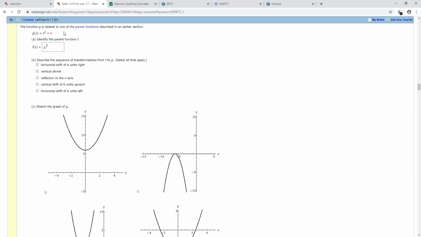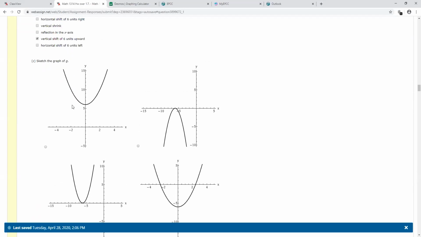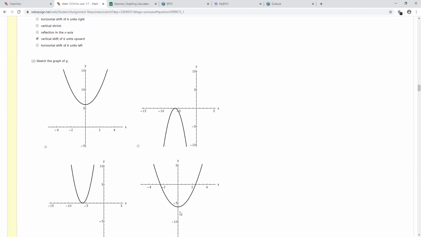If there's an addition or subtraction, it's a translation, and it's either horizontal or vertical. In this case, it's addition, but it's not inside the x squared, it's outside. Would it be a vertical shift 6 units upward? Very good. And then which one of these parabolas does it have to be, Griselda, if you just pick it up 6? The first one, sir. The first one, yeah. And notice this is 6 up.